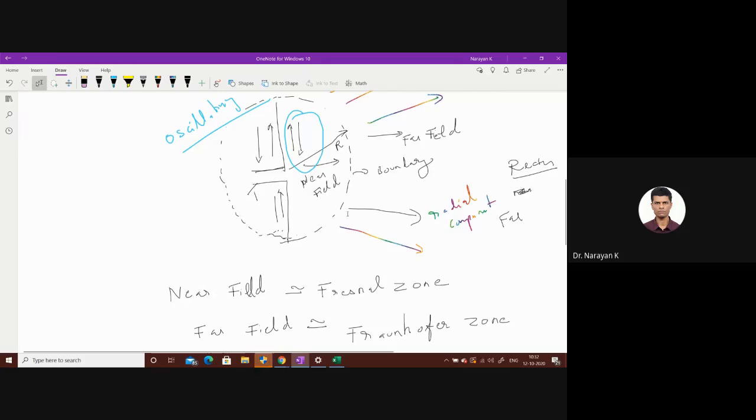When you are having this radial component, from our biomedical point of view, this will not be observed in the human body as much as your near field.